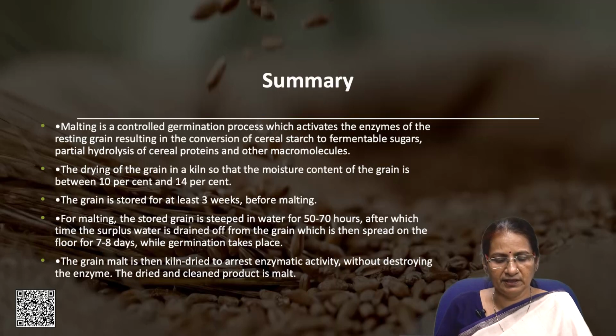After drying and cleaning, the grain is stored for at least 3 weeks before malting. For malting, the stored grain is steeped in water for some 50 to 70 hours, after which time the surplus water is drained off from the grain, which is then spread on the floor for 7 to 8 days while germination takes place. The grain malt is then kiln dried to arrest enzymatic activity without destroying the enzyme. The dried and cleaned product is malt.